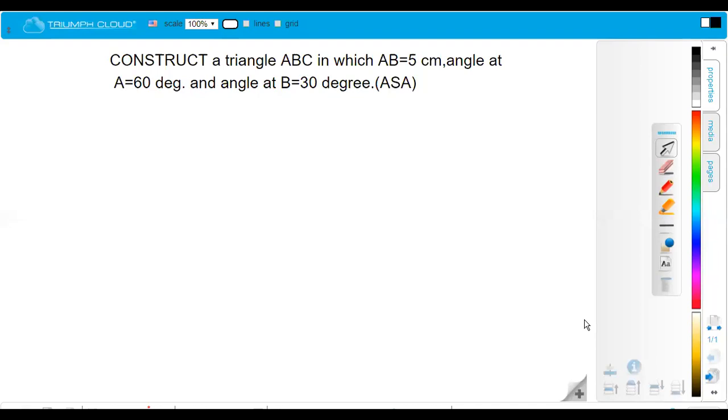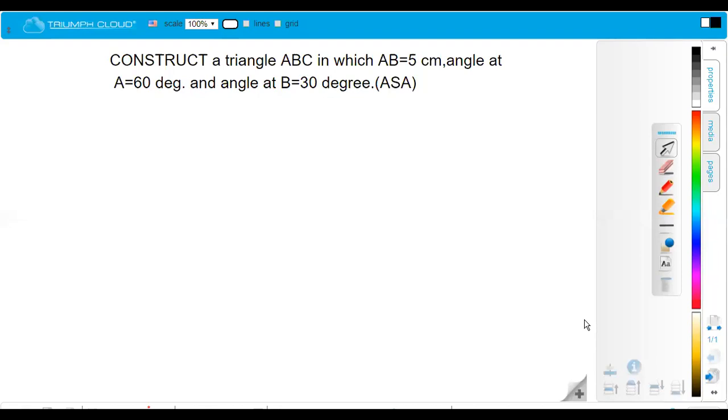Today in this video I am going to discuss construction of a triangle when two angles are given and one side between these two angles is also given. This is the condition of ASA. ASA means angle side angle. One side is located between the two angles. Here this is the condition. Here I have taken one example.